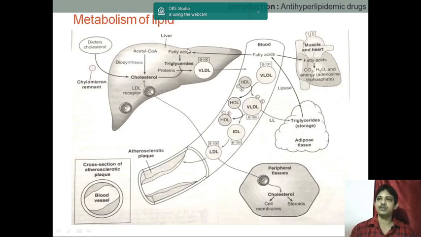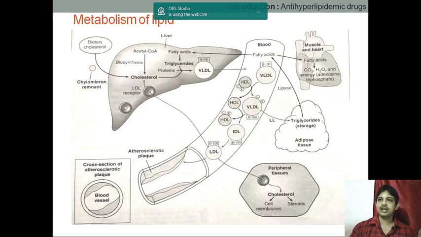Fatty acids are derived from the lipolysis of the triglyceride in the adipose tissue. So this is the adipose tissue, lipolysis of the triglyceride. It causes the fatty acid to enter the blood, and then this fatty acid enters the liver, where it is transformed into triglyceride.